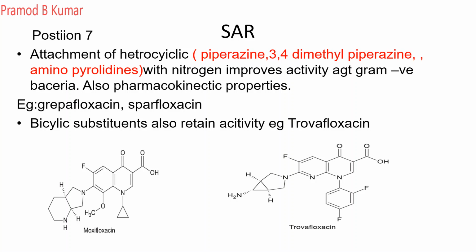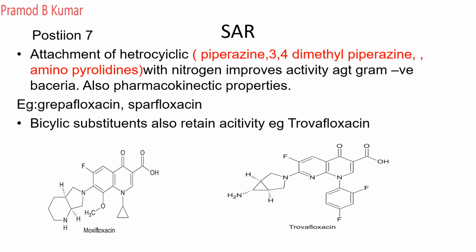Next, go for the seventh position. It should contain a heterocyclic ring like piperazine, 3,4-dimethyl piperazine or aminopyrrolidine with nitrogen. Any heterocyclic with nitrogen will improve the activity against gram-negative bacteria and also improves the pharmacokinetics. What is pharmacokinetics? The ADME property will be improved. A saturated heterocyclic compound containing nitrogen will increase the activity.